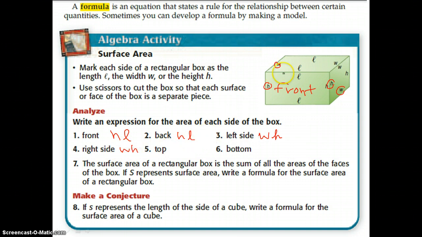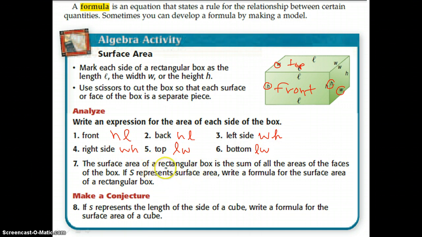And then the top, here's your top. And it is the length and the width. So we're going to do length times width. And that means the bottom is going to be length times width also. Alright? So that takes us to number 7.